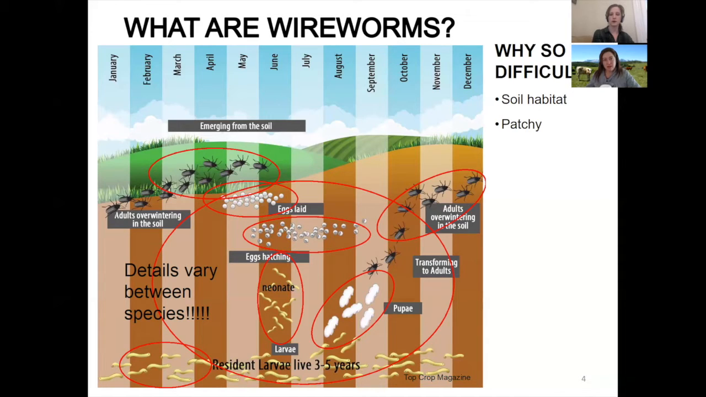So that means some fields will have problems, some won't. Even within a field, you'll have certain areas with problems, certain areas won't. So that makes them really hard to monitor. They're mobile in the soil.